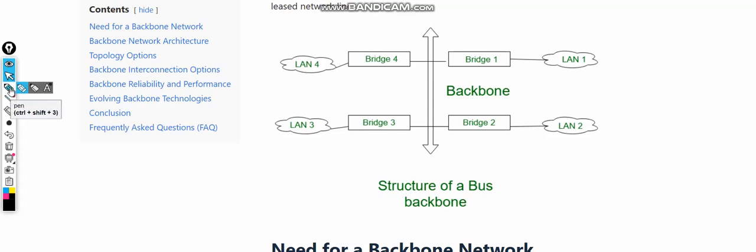See the structure of a bus backbone. Slow networks are connected using high speed backbone networks. You can see an example here. This is LAN 1, LAN 2. They are connected to bridge 1, bridge 2 respectively, and LAN 3, LAN 4 are connected to bridge 3 and bridge 4 respectively. All these bridges are connected via a bus backbone. Bus is a network, as we already know, bus topology, bus network. So it is connected via a bus backbone, which is of high speed.